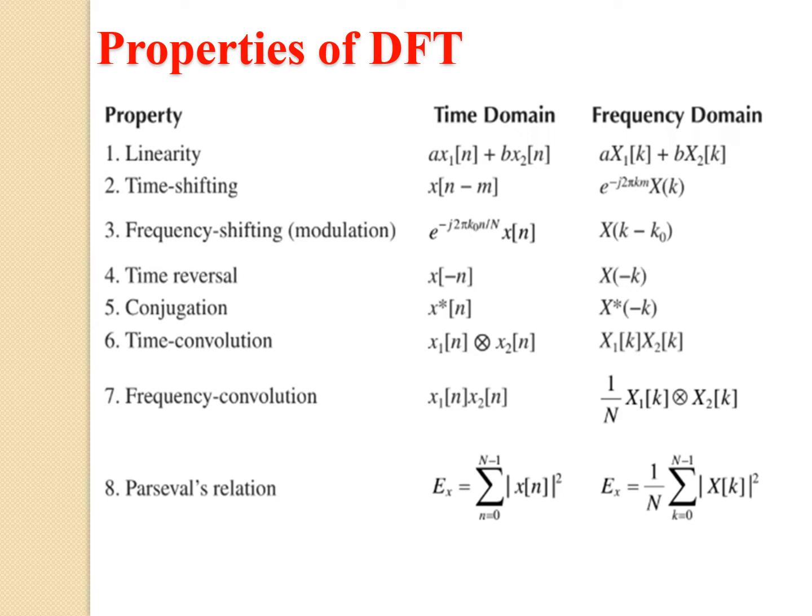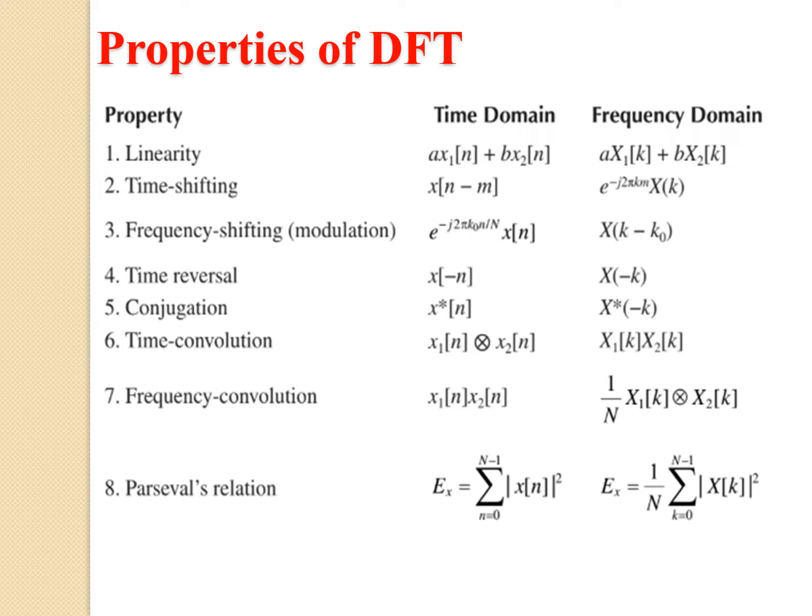So the properties of DFT. We have different properties. The first property is linearity. The linearity property states that the linear weighted combination of two or more signals is equal to a similar linear weighted combination of the DFT of the individual signals. So the weights are A and B. So A into x1 of n plus B into x2 of n is equivalent to A into X1 of k plus B into X2 of k, where X1 of k and X2 of k are the frequency domain signals, and x1 of n and x2 of n are the time domain signals.